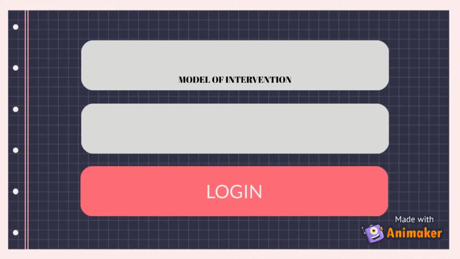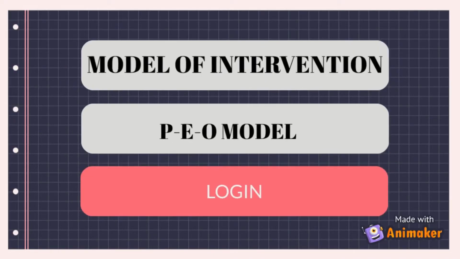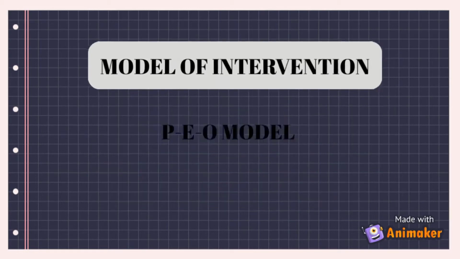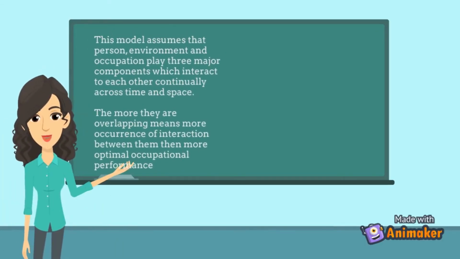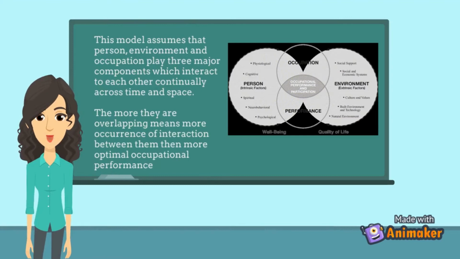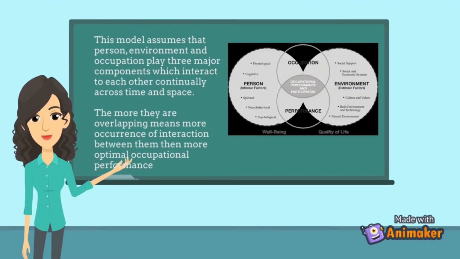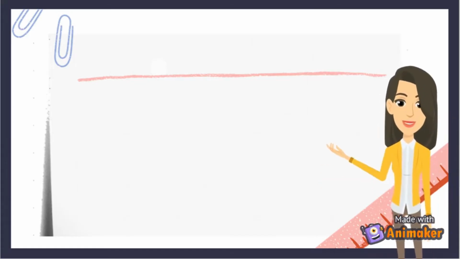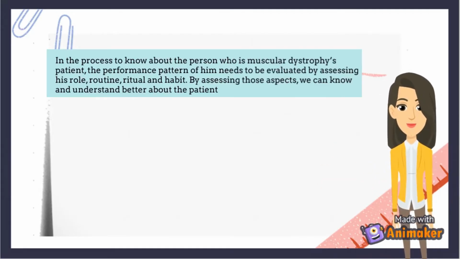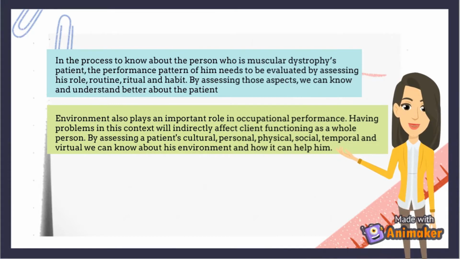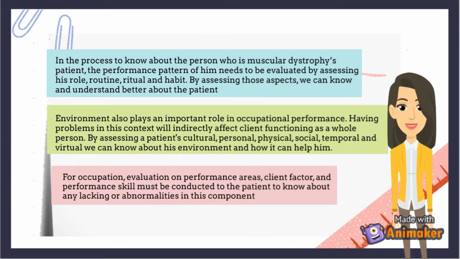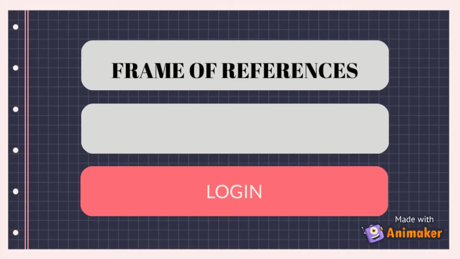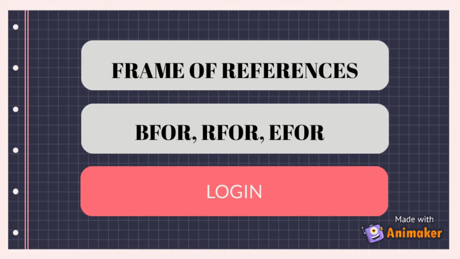So let's look at the model of intervention, which is the PEO model. This model assumes that person, environment, and occupation are 3 major components which interact with each other continually across time and space. So this is a short explanation on how the PEO model is related with MD. Let's proceed to frame of reference, which are biomechanical FOR, rehabilitation FOR, and educational FOR.